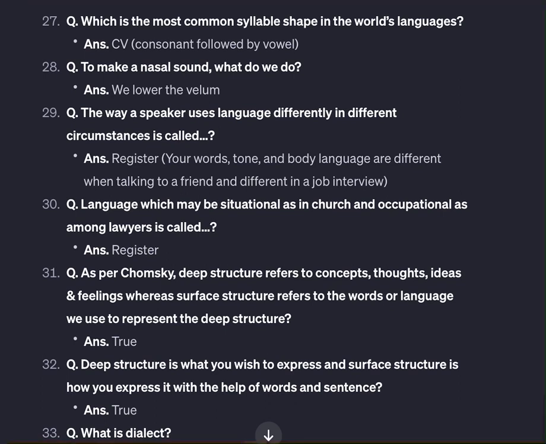28. Q. To make a nasal sound, what do we do? ANS.